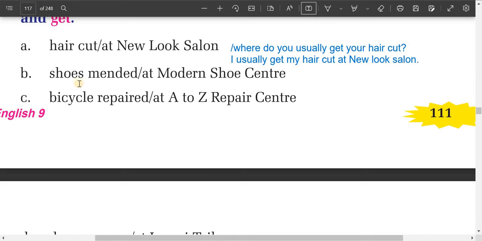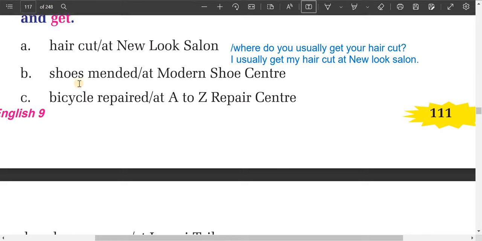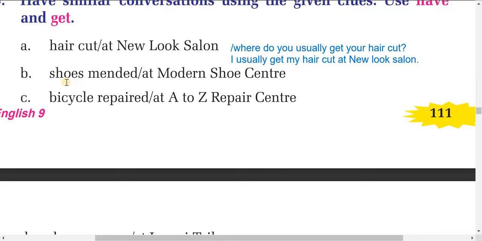In the same way, where do you have your shoes mended? Where do you get your shoes mended, or where do you have your shoes mended? Right, in this way. Where do you have your shoes mended? I have my shoes mended at Modern Shoe Center.